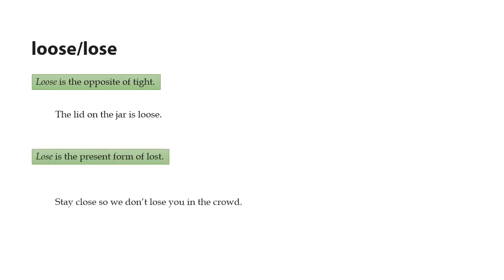Loose and lose. Often this is just kind of a misspelling. People don't actually use these words incorrectly in speech. But loose, two O's, is the opposite of tight. The lid on the jar is loose. Think of it as rhyming with goose. Lose is the present form of lost. So stay close so we don't lose you in the crowd.